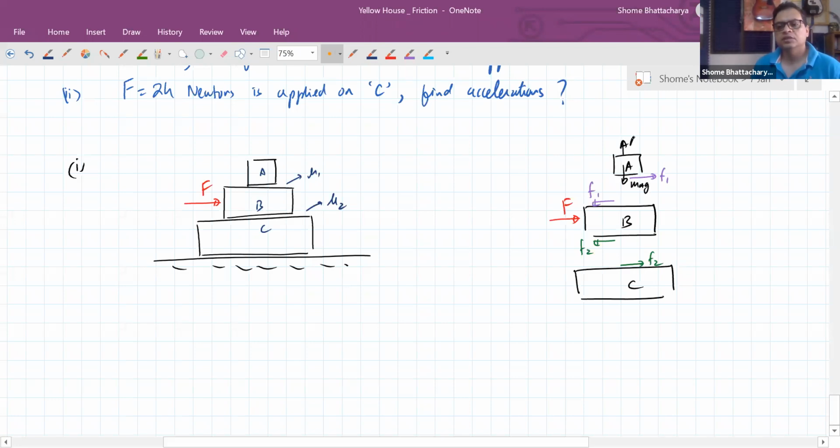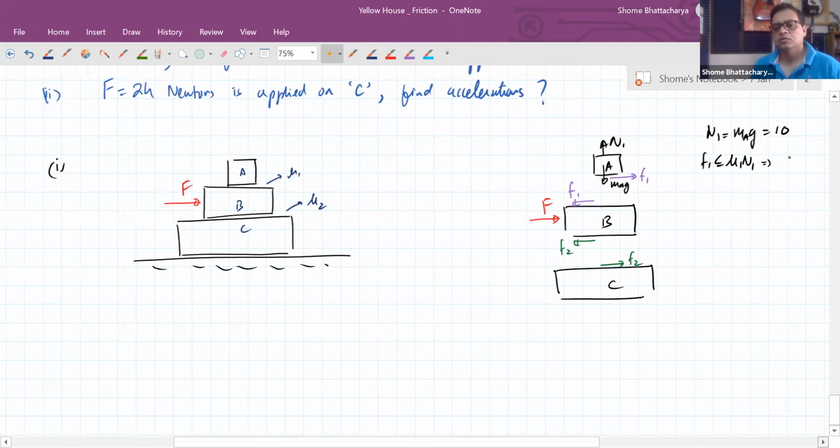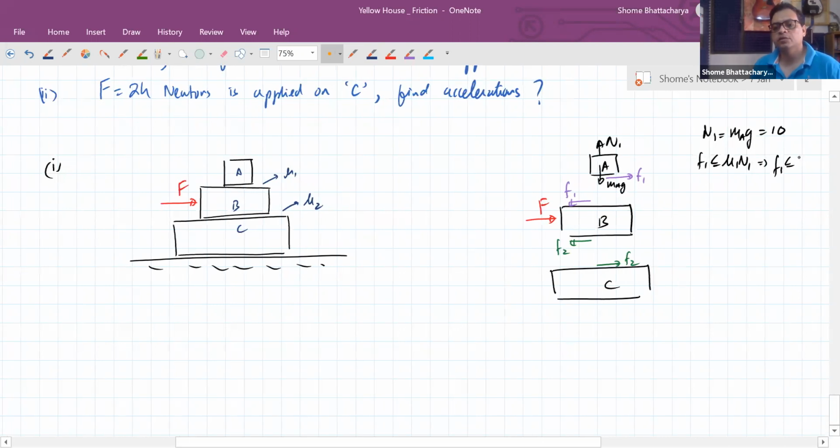Okay. And you can see if the vertical forces are taken into consideration, N1 is equal to the weight of this block, which was 10 newtons. So F1 should be less than or equal to mu1 N1. So that will be less than or equal to 0.2 into this, so 2 newtons.